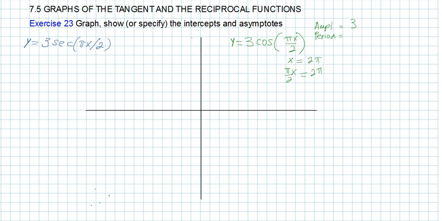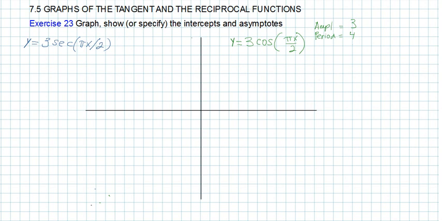And if I multiply this 2 by 2, this one cancels, and now if I divide both by pi, I have x equals 4. So my period is actually 4. Alright, so again, my period is 4.